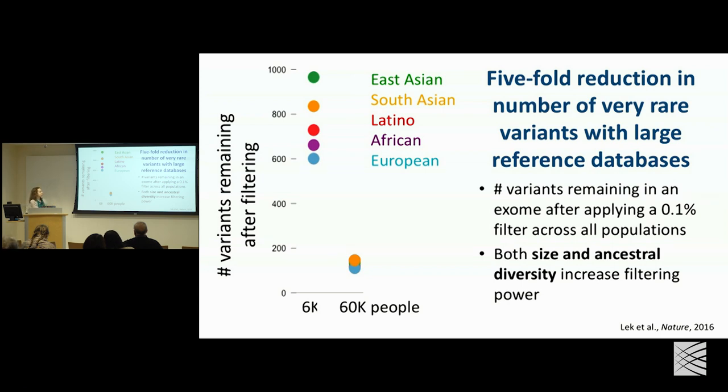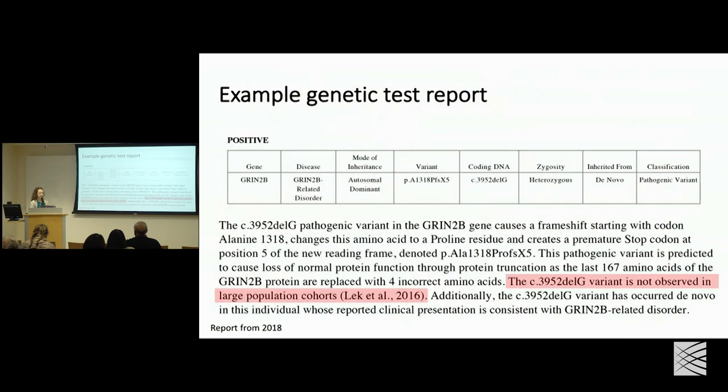You can see this database has Europeans and African Americans in it, and so it works best in those ancestries, and it works much less well in the other ancestries. When we went to ExAC, which had 60,000 people and a much better ancestral representation, you can see that the number of variants left that are very rare is about 150. So it's helped a lot, but 150 is still a lot of rare variants to think about. And that's really going to 1 in 1,000. For a recessive disease, you can have variants that are much more common than that. But it really highlights the power of these databases.